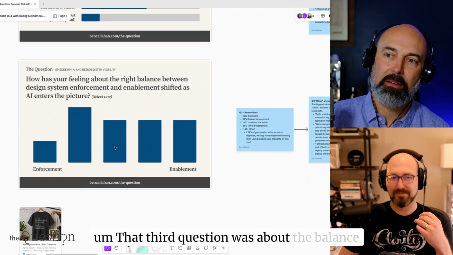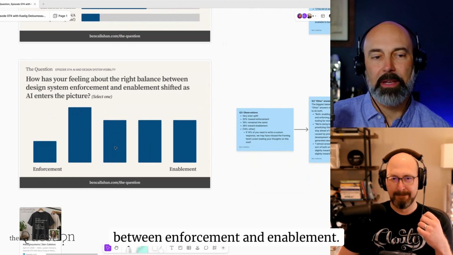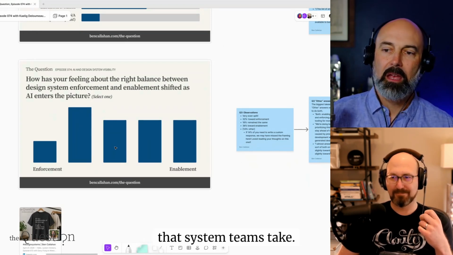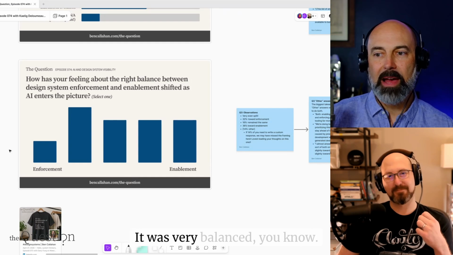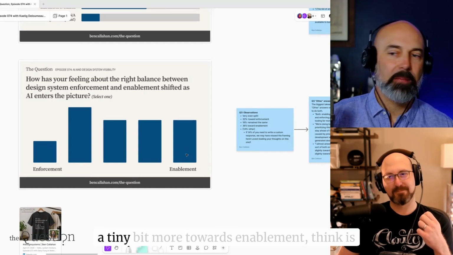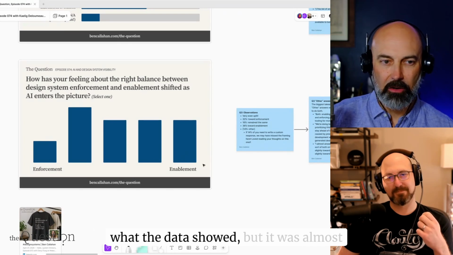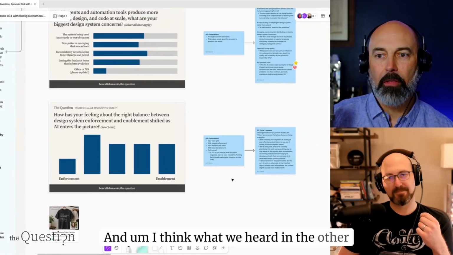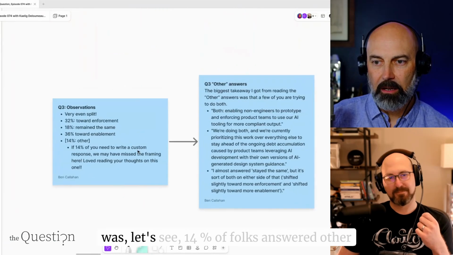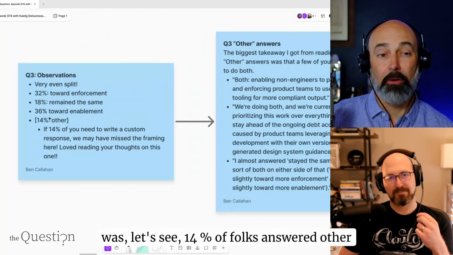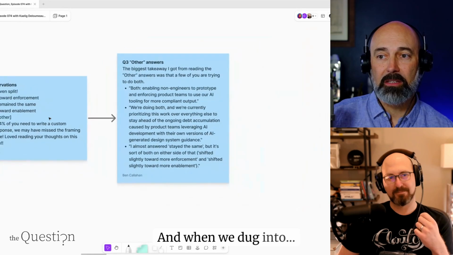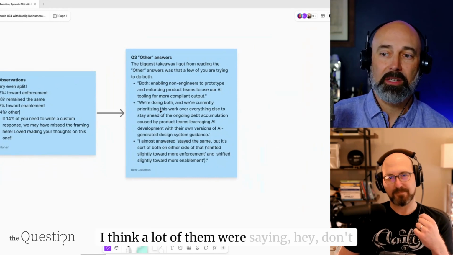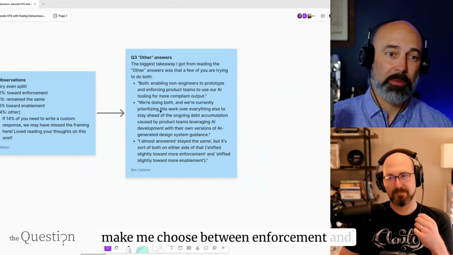That third question was about the balance between enforcement and enablement. It's almost like a frame of mind that system teams take. And it was really interesting. It was very balanced, a tiny bit more towards enablement, I think, is what the data showed, but it was almost negligible. And I think what we heard in the other answers, 14% of folks answered other on this one. When we dug into why and read a little more nuance from their answers, a lot of them were saying, hey, don't make me choose between enforcement and enablement.